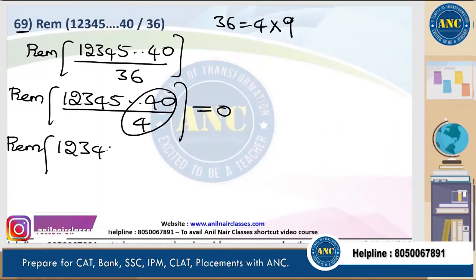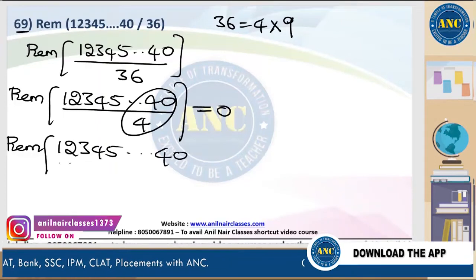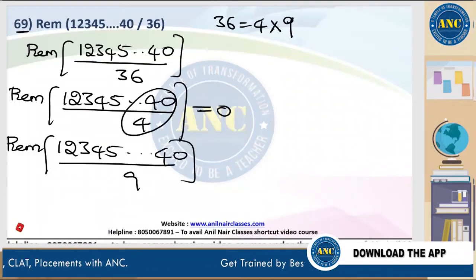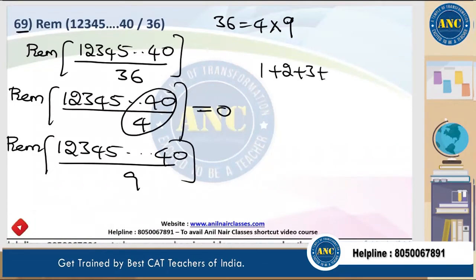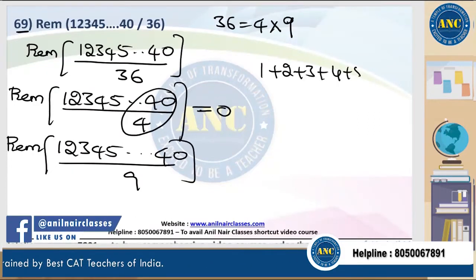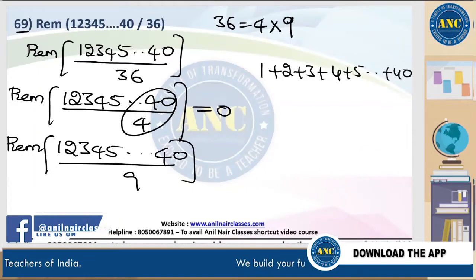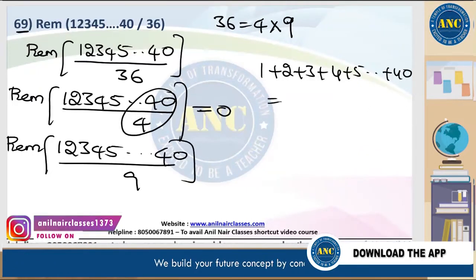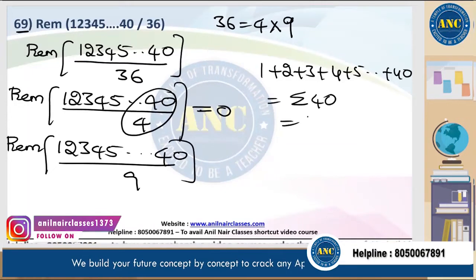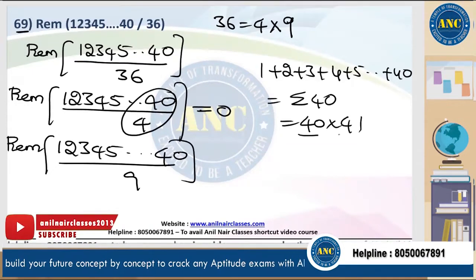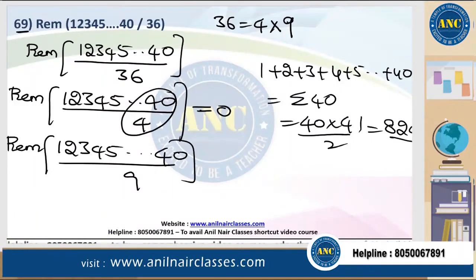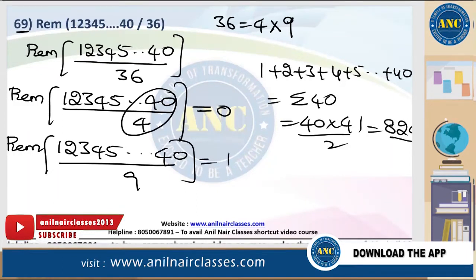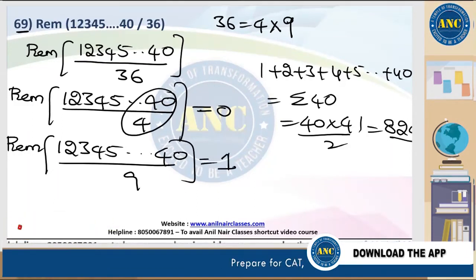Next it is by 9. 1, 2, 3, 4, 5 and so on up to 40 divided by 9. 9 is the sum of the digits, so even if you take a combination or single digit, the answer will not change. The sum of the first n natural numbers is n into n plus 1 by 2, so it is 820. The digital sum of 820 is 8 plus 2, 10. 10 divided by 9 is 1. I hope it is clear.